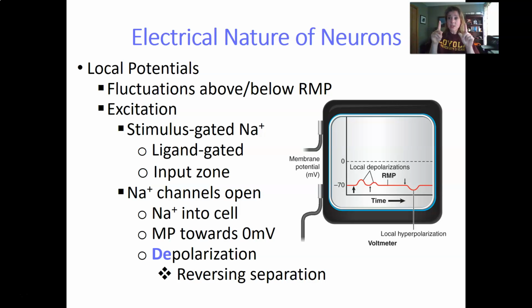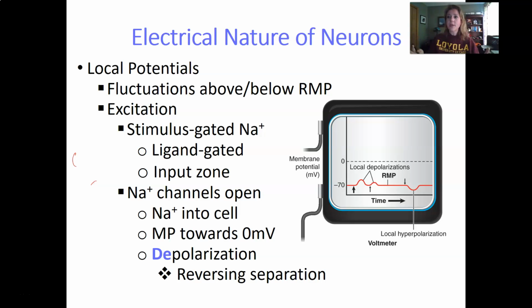But when you open up the sodium gated channels and sodium ions flow into the cell, making the inside of the cell more positive, well, you're starting to equalize the charge on each side of the membrane. You're bringing them closer together. And in our drawing here, this little hill that we have coming up, it's going more towards zero on our picture. This is called depolarization.